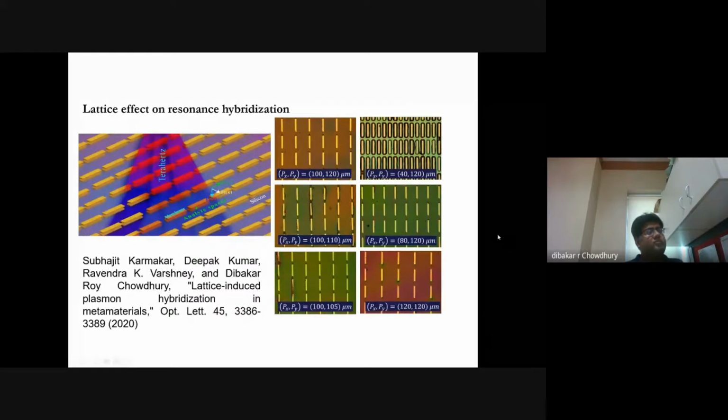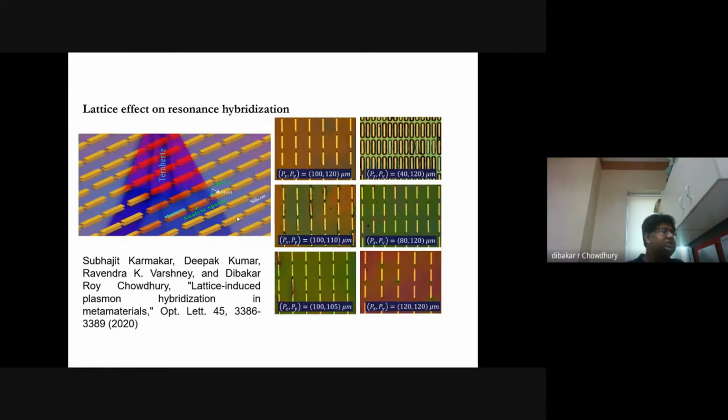So moving ahead, we have seen the lattice mode effect on resonance hybridization in this type of multi-layer metamaterial or metasurface. Here you see the artistic view and these are the real samples. As I explained, you have a bottom resonator, then a polyimide, then a top resonator.